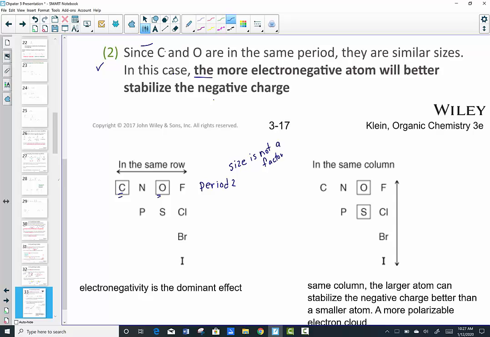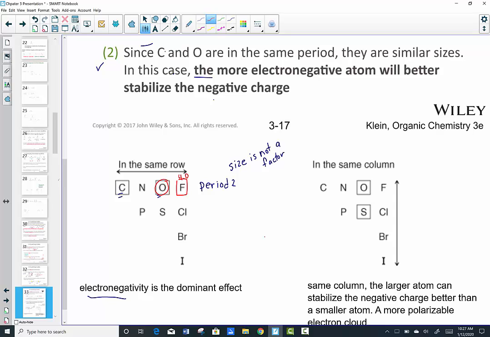Because the size from the same row gives us the same number of energy levels, really the size difference is not significant. And so then we have to determine using electronegativity. Remember, fluorine is the most electronegative element. It has a published value of 4.0. But just ask yourself, in that same row, who's closer to fluorine? And clearly you see oxygen is the more electronegative element.